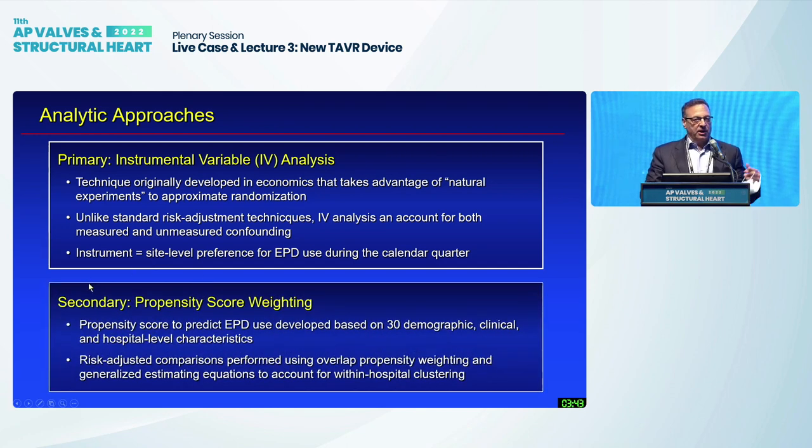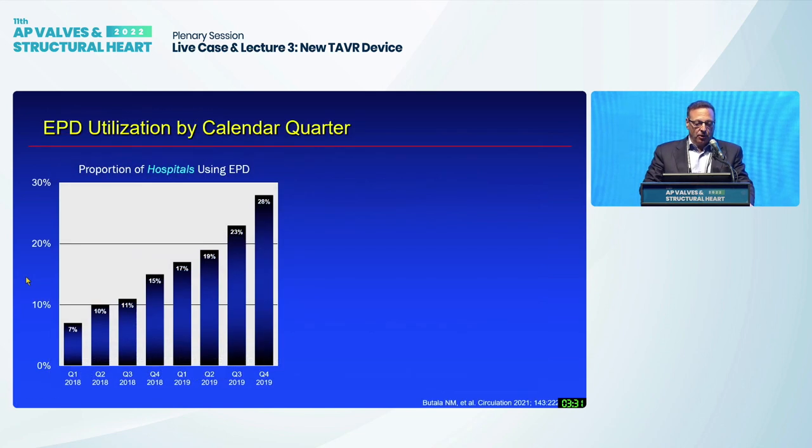We also did a more conventional propensity-adjusted method that is like things that you've often seen with observational data, but the problem here is this only accounts for measured confounding, whereas the instrumental variable analysis also accounts for unmeasured confounding. So let's just look at what happened over time.